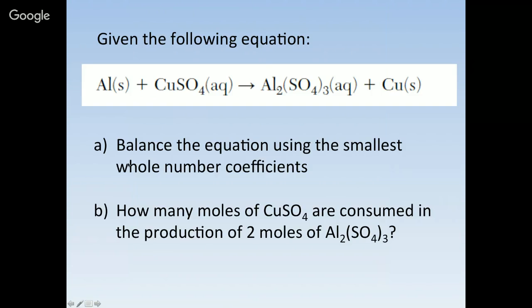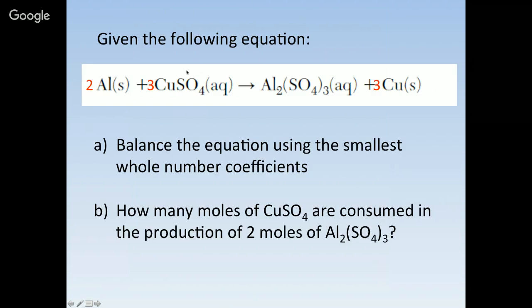Okay, so if we're looking at this first one, first you had to balance it. If we're looking at the balanced equation, if you balanced it with us, then you should have the coefficients 2, 3, and 3 over here. So we have 2 aluminums on this side of the equation, 2 aluminums on this side, 3 Cus on this side, 3 Cus on this side.